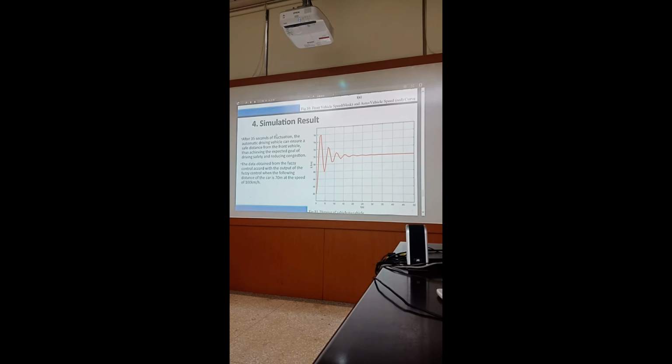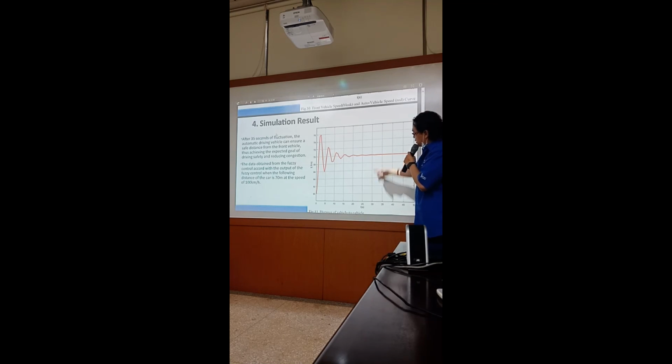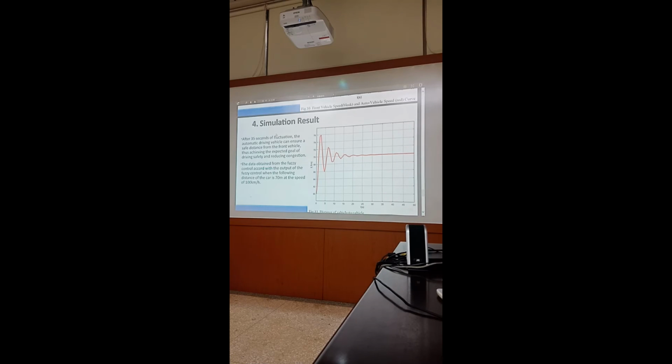This is the same graphic, but they removed the black line, so we can see clearly that the automatic driving vehicle can adapt to the situation between 30 to 25 seconds.